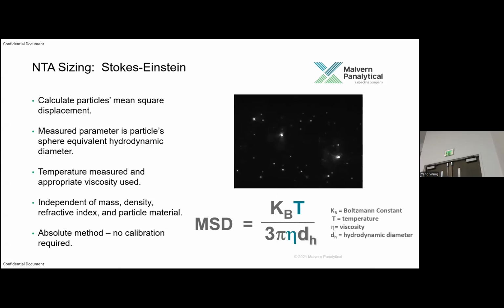As I mentioned, we look at the mean square displacement of those particles on a frame by frame basis. That means we can use a version of the Stokes-Einstein equation that will calculate the hydrodynamic diameter, where you see temperature and viscosity being the dictating variables that affect that relationship between the mean square displacement and the hydrodynamic diameter. The software automatically notes the ambient temperature.